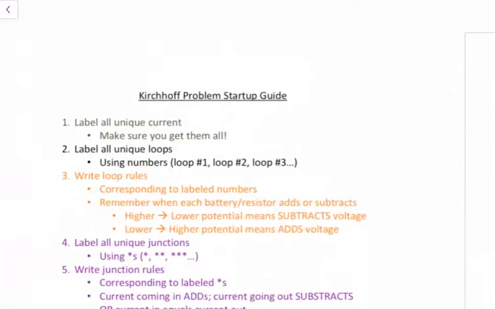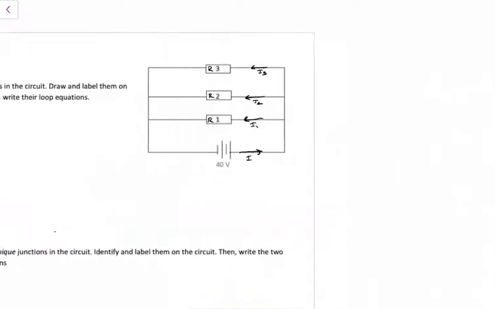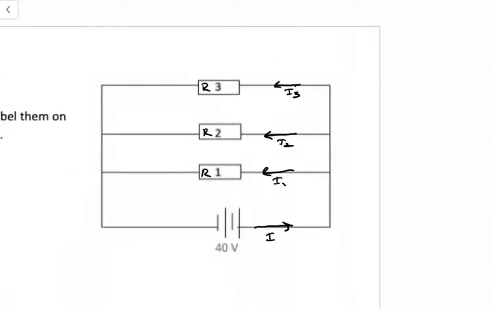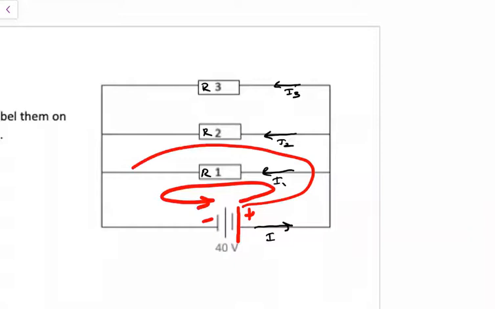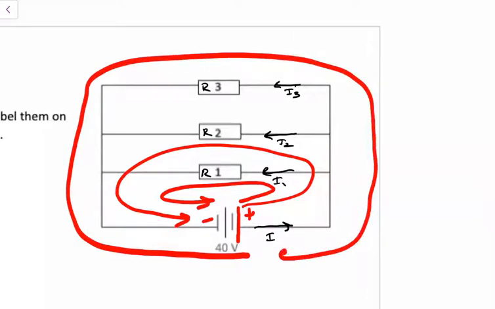Second step is we are going to label all unique loops. So we're going to need to draw these loops. I always get in the habit of drawing from the positive terminal, and you'll see why. So there's positive, negative. So my first loop is going to look like this. My second loop is going to pass through R2. A good question to ask is, well, are all loops meant to be drawn counterclockwise? No, they can also be drawn the opposite way. They can also be drawn clockwise. So I'm going to draw my third loop going around my outside, and we're going to see what that causes when we do our equations.